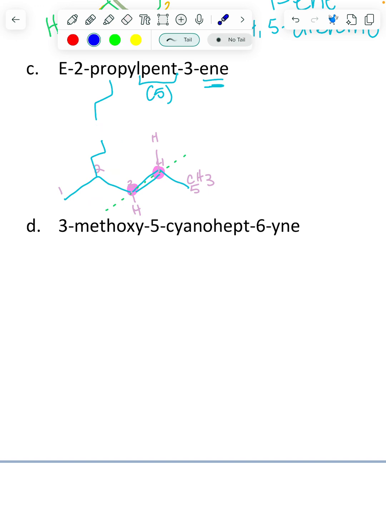Now, to name it correctly, we know that this double bond is the only priority group. So we need to make sure that this has the lowest numbers. So we have to label it that side, going like that, which is the opposite of what we have labeled now. So I'm going to relabel it correctly.